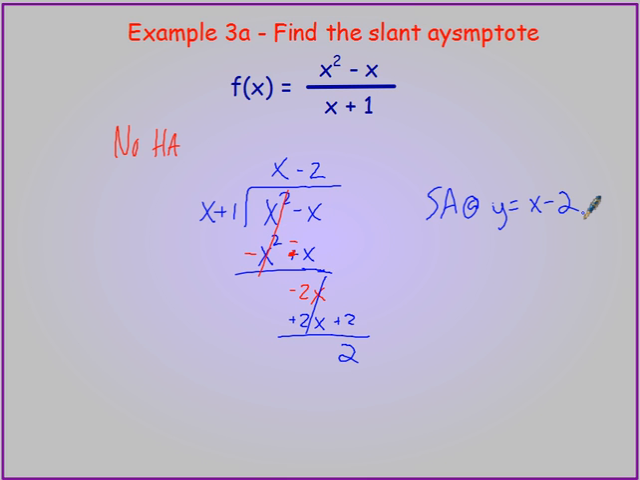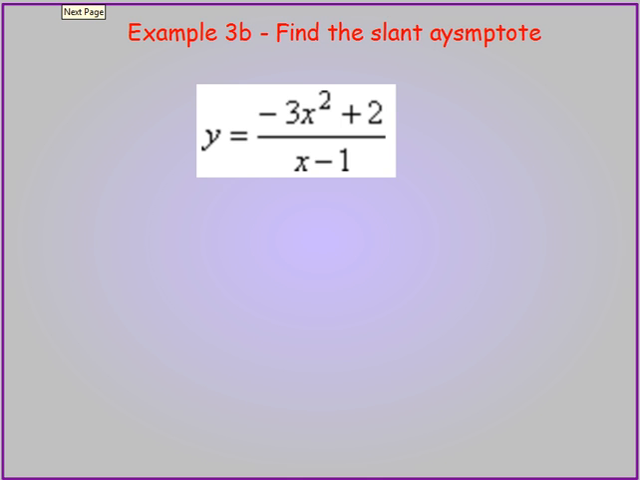Is this in the mx plus b form? Yeah. What's my m? 1. What's my b? Negative 2. So there you go. There's my slant asymptote at y equals x minus 2. So, how do you find a slant asymptote? First, make sure there's no HA, and then I simply divide. We good? Sure? Let's try another one. So here's my equation.